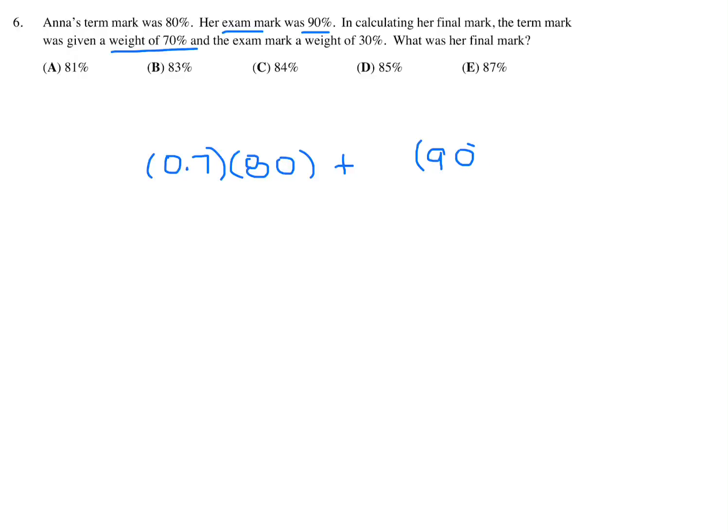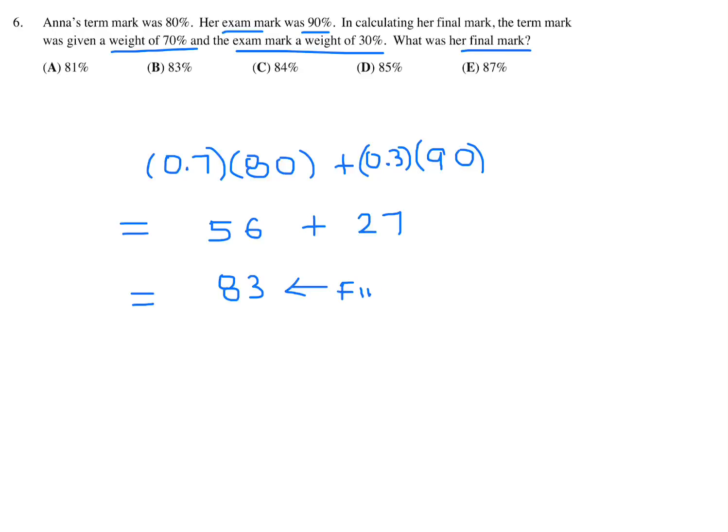and that is given a weight of 30%, like that. And if you add those and calculate this, it will give you her final mark. And that would be 0.7 times 80 is 56. 0.3 times 90 is 27. And therefore 56 plus 27 is 83, which is her final mark in this course. So number 6, the answer is 83, which is B.